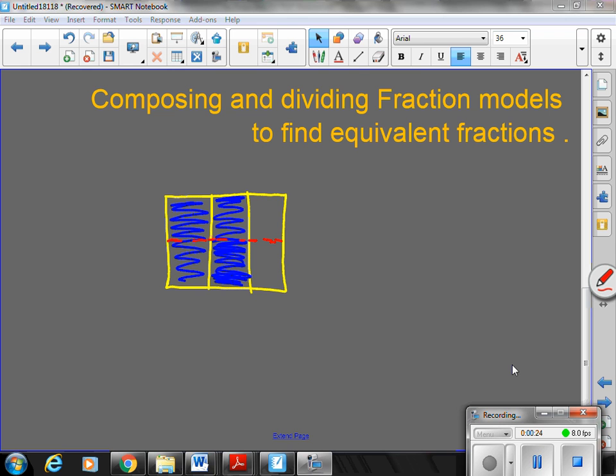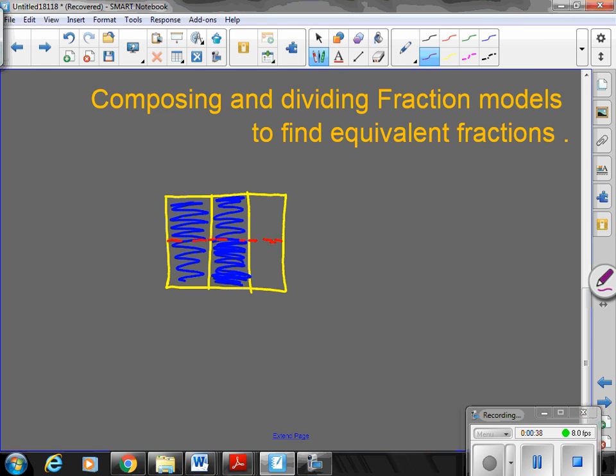So where we were drawing lines when we were decomposing, now we're going to imagine that lines are erased, or actually erasing lines ourselves. So we have a model here, and the first thing we want to do is to identify how much we're talking about here. So what fraction is represented here?